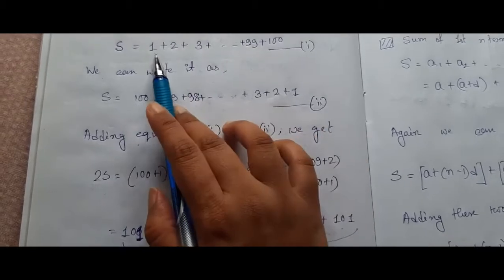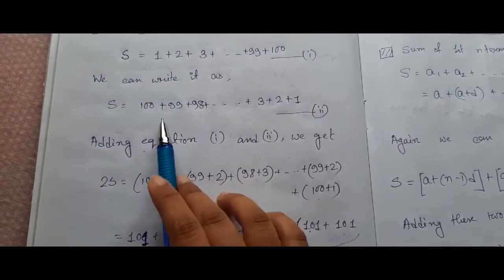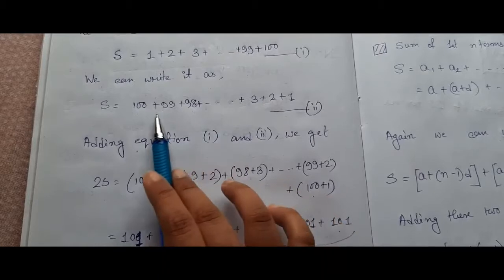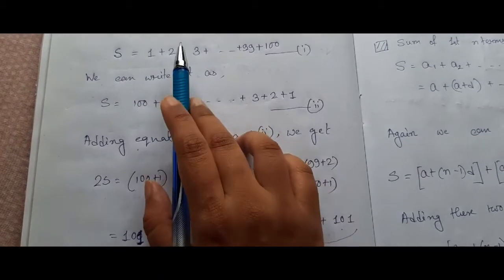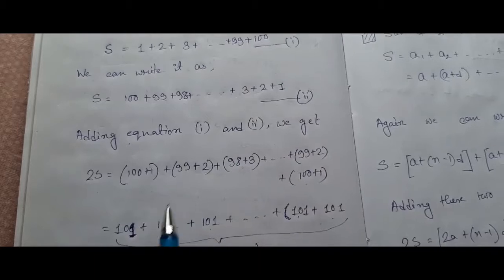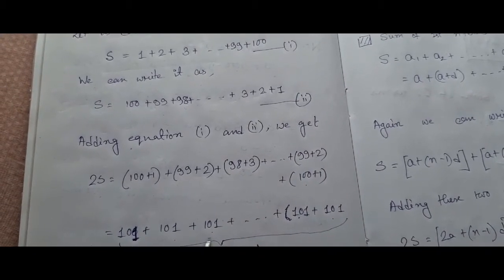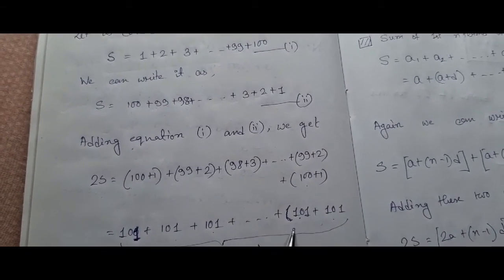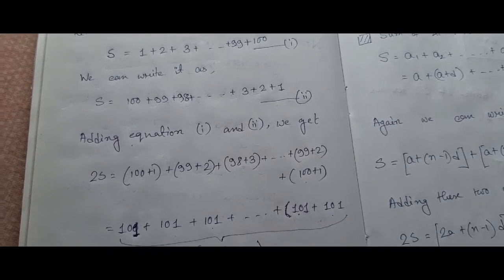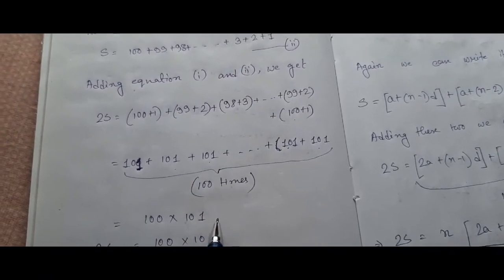Look at the first expression. In the right hand side there are n terms. Similarly, in the second equation, in the right hand side there are n terms. So if you add these n terms with these n terms term wise, there will be n terms in this summation. So how many 101s will be there? 100 times. So that means the sum value will be 100 into 101.